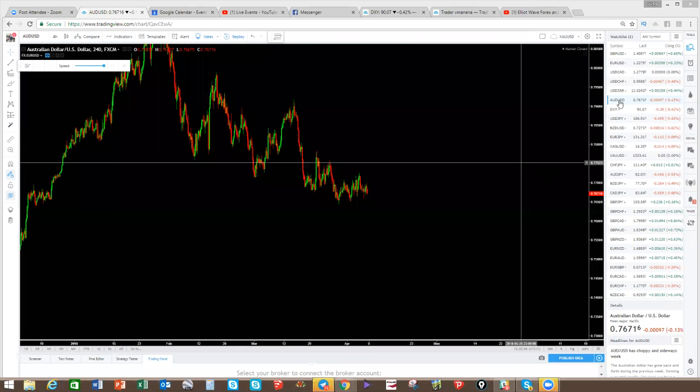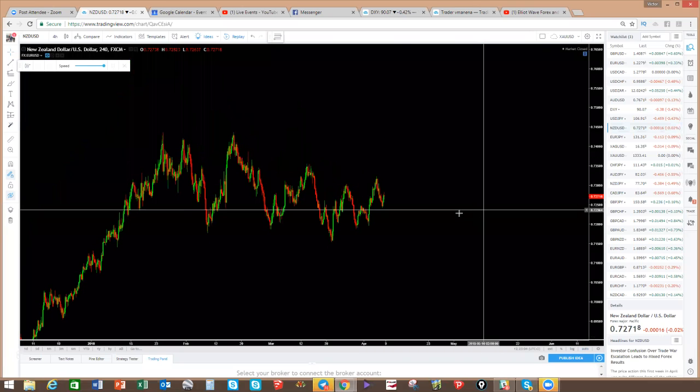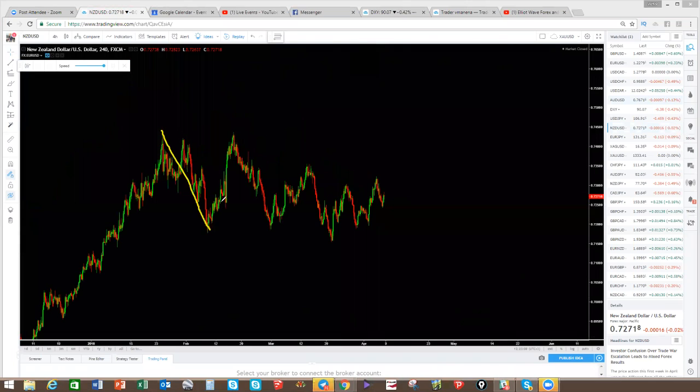All right, New Zealand, US dollar. So New Zealand, US dollar is a little bit interesting. If you look at New Zealand, US dollar, the first piece of the structure looks like all the other US dollar pairs. But then this one looks a little bit different. I think I showed this one last week. You see you've got 1, 2, 3, 1, 2, 3, 1, 2, 3, 1, 2, 3. This 3 does not look complete.